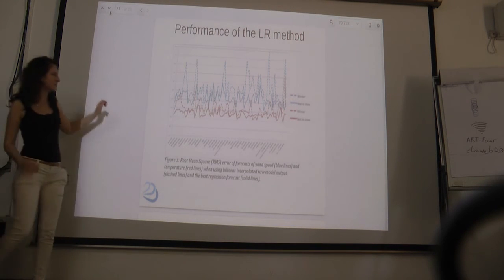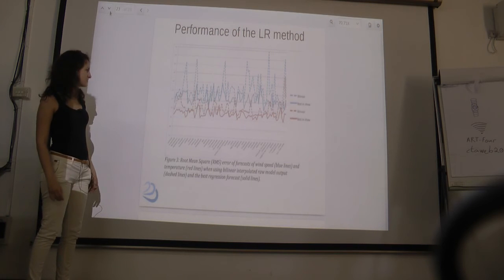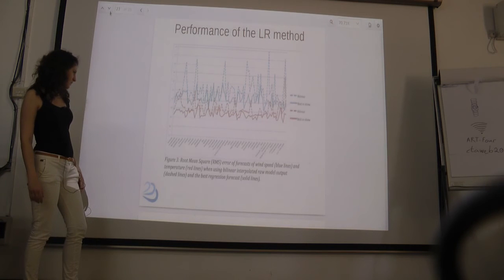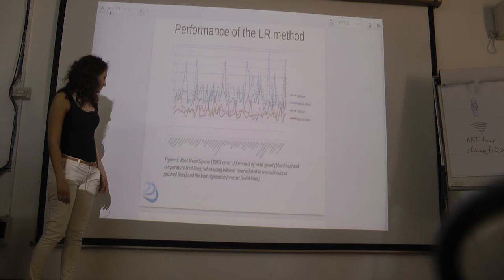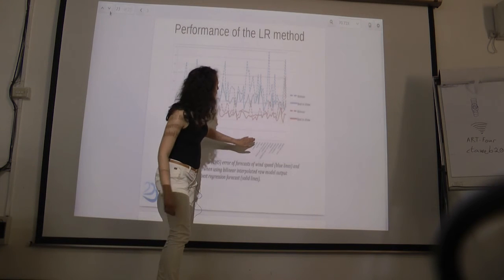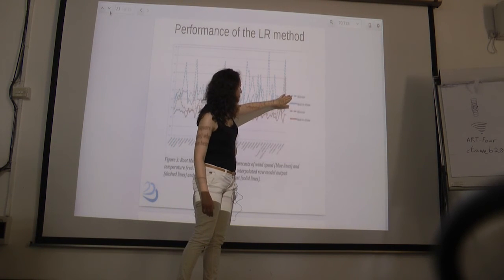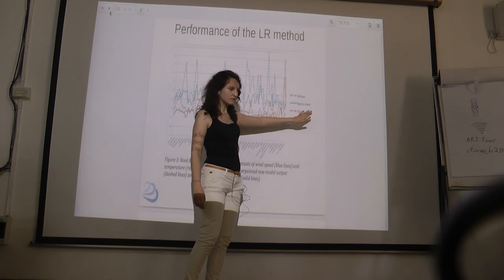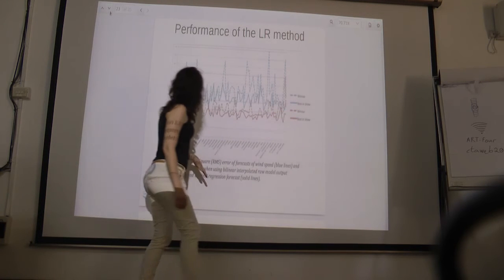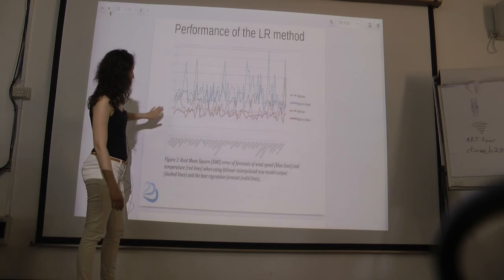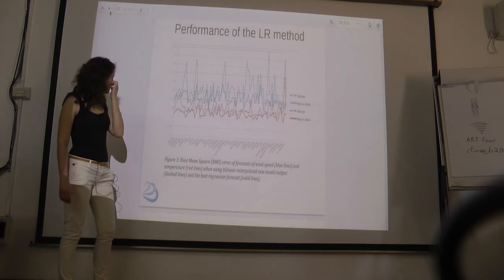Okay, this is another visualization of the root mean square error of our forecast compared to bilinear interpolation. The dashed lines are bilinear, the solid lines are our best linear regression weights, and you can again see wind speed is the blue lines, temperature is the red lines.